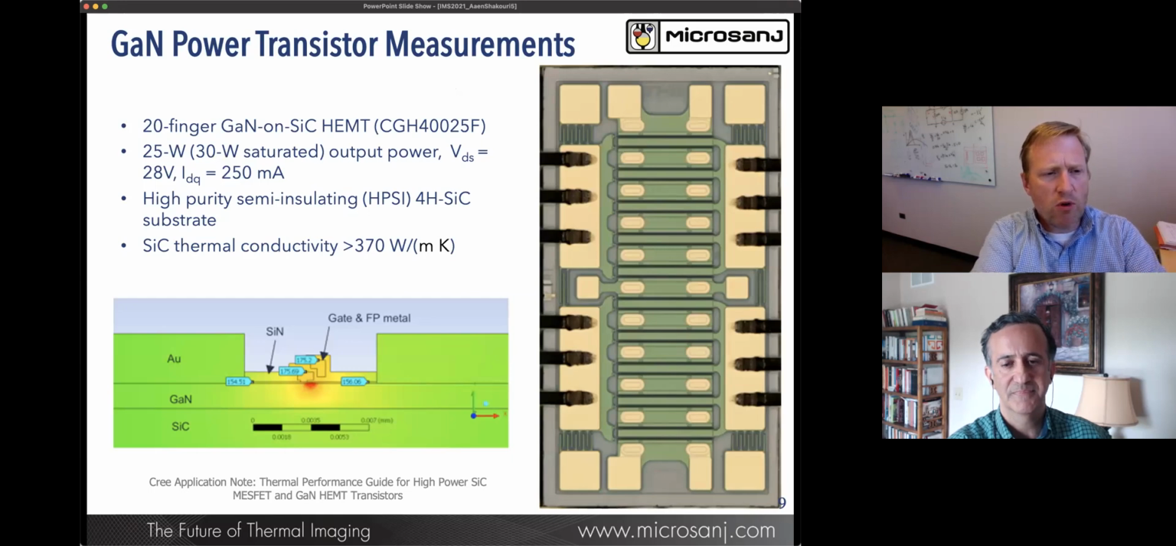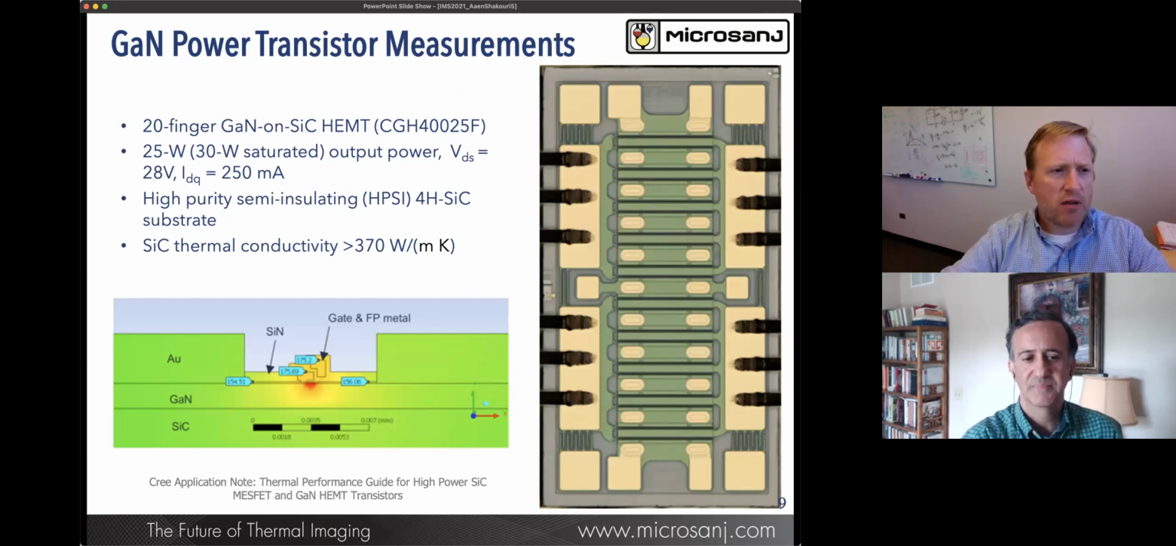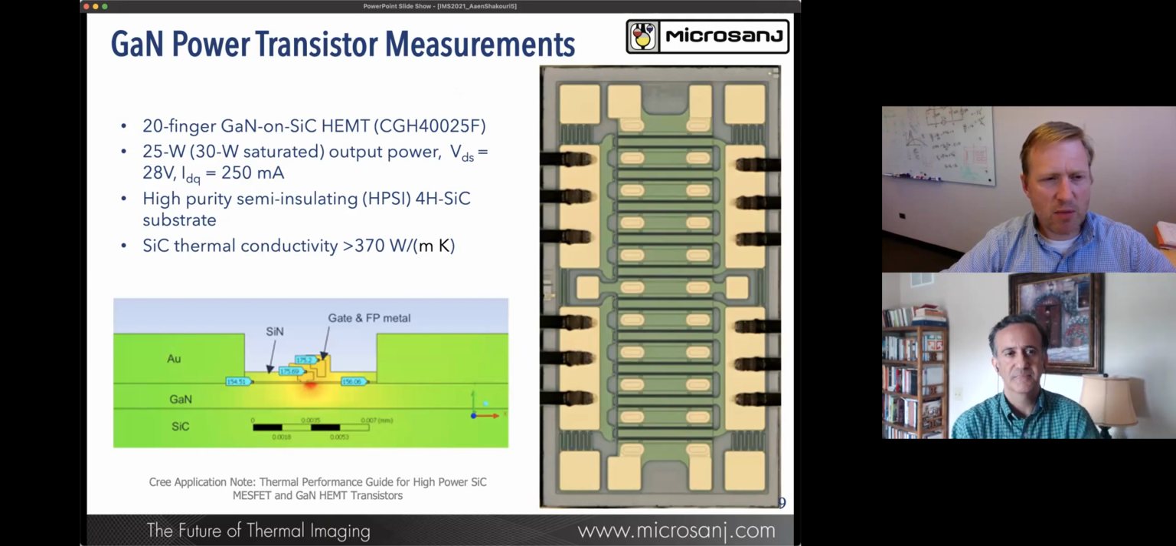So we're going to move a little bit now into talking about gallium nitride power transistors. And here we have a device that we bought. It's a GaN on silicon carbide from Cree. It's a 20-finger device with 25 watts. It's a 30-watt saturated power device designed to operate at 28 volts with an IDQ of 250 milliamps.